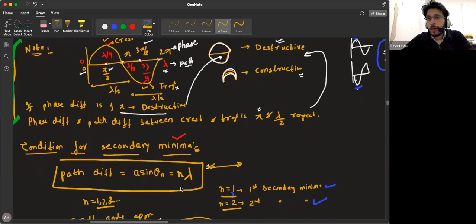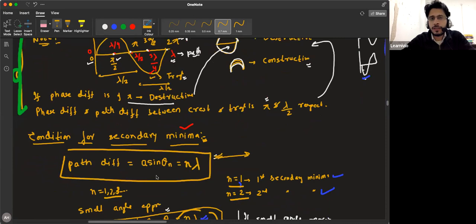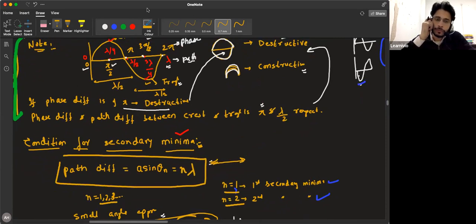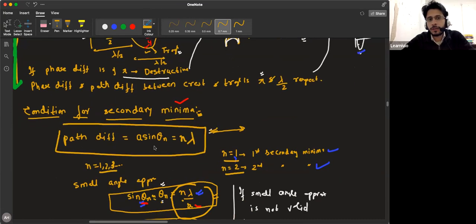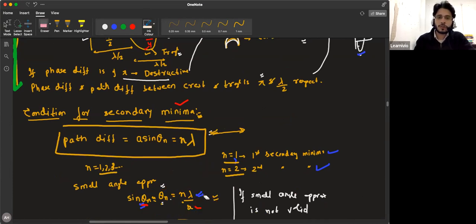If I use small angle approximation, then instead of sine theta n, what can we write? Theta. So instead of sine theta n, I can write just theta n. So a theta n will be n lambda, and dividing by a, theta n will be n lambda by a. This we can write if we are using small angle approximation.